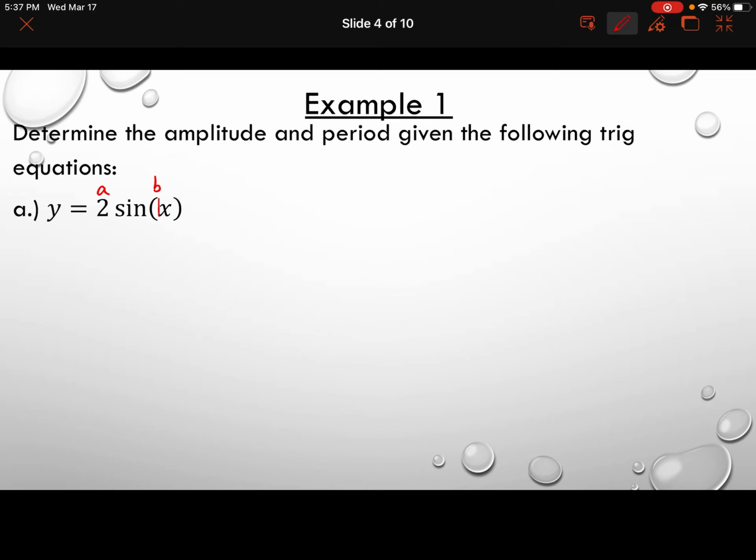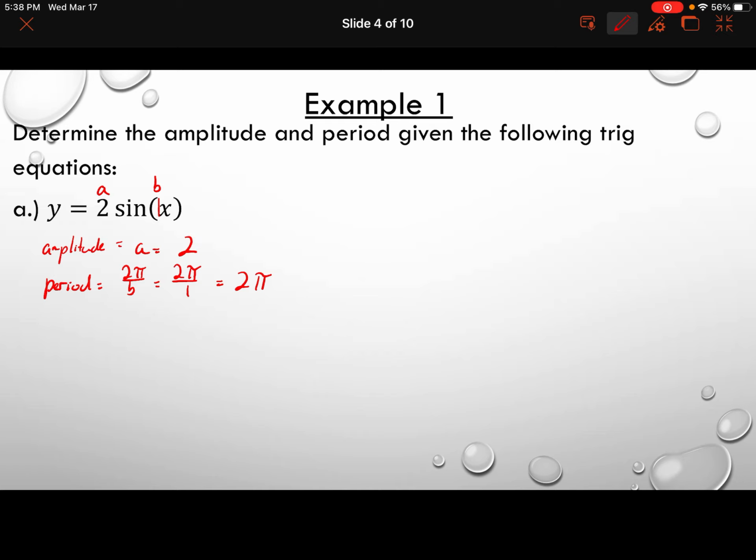So that means the amplitude is equal to a, so in this case it's equal to 2, and the period is equal to 2 pi over b, so in this case 2 pi over 1. Our period for this example is simply 2 pi. That's all you have to do. Once again, most students will remember the amplitude, but then they make that mistake about the period. The period is 2 pi over b.